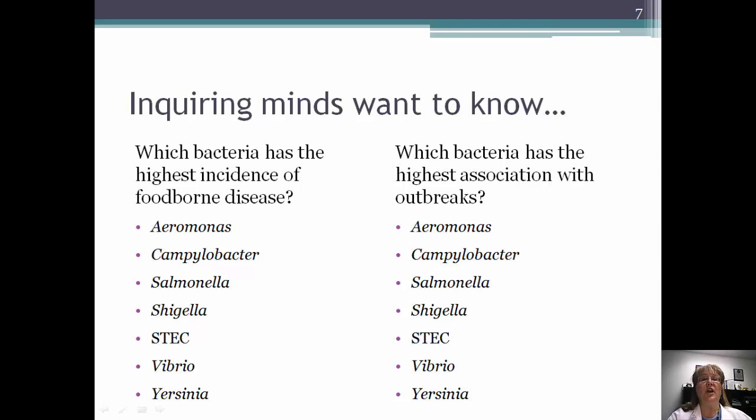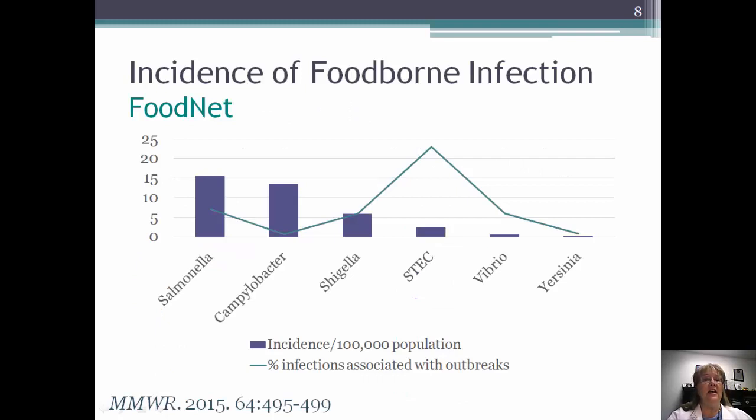So, inquiring minds want to know, which bacteria do you think has the highest incidence of foodborne disease? And also, which do you think has the highest association with outbreaks? Is it Salmonella, Shigella, Campylobacter, STEC, Yersinia, Vibrio? Let's see. Based on information that was recently published in the MMWR by FoodNet, Salmonella has the highest incidence of organisms causing foodborne infection, but most interestingly, the highest percentage of infections associated with outbreaks are associated with Shiga toxin-producing E. coli.